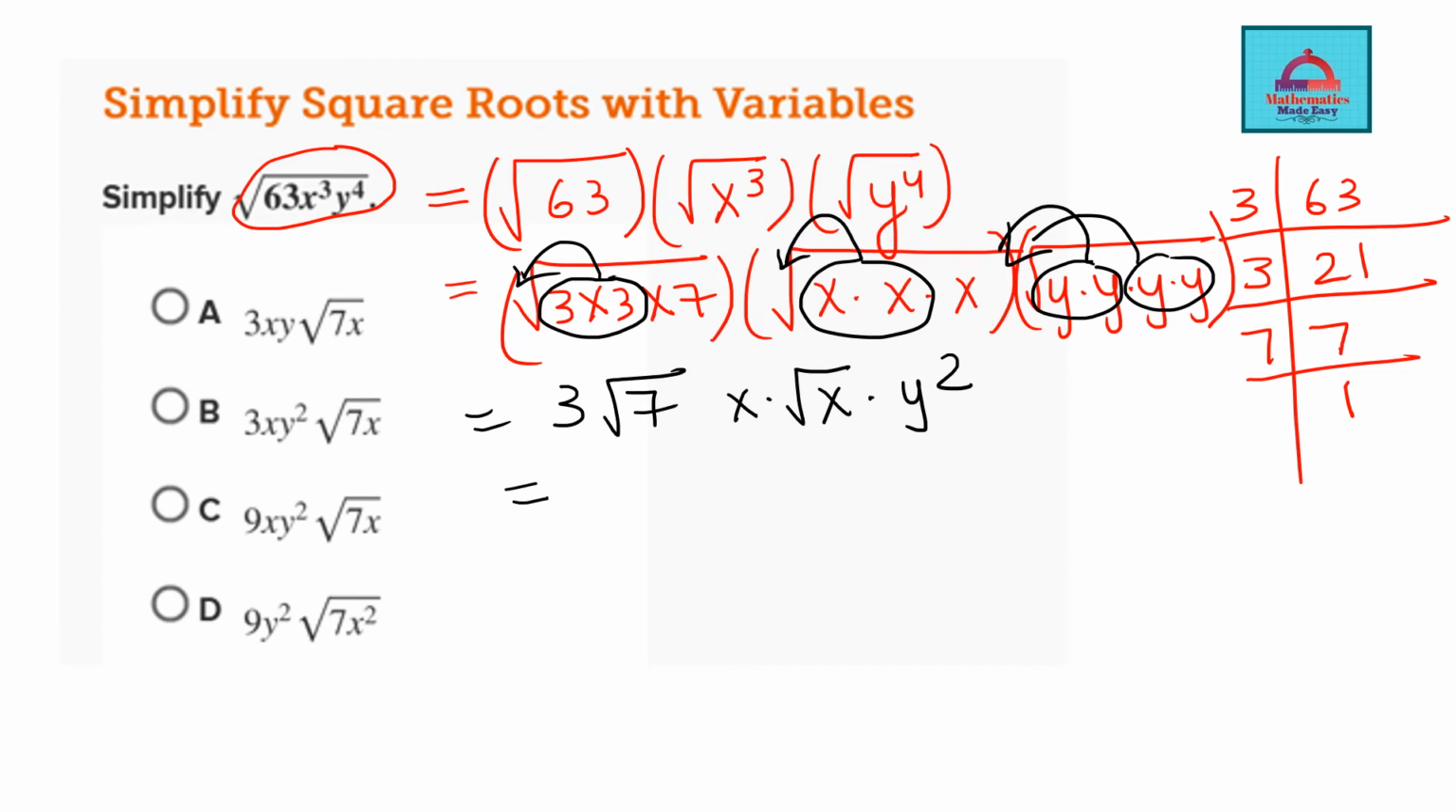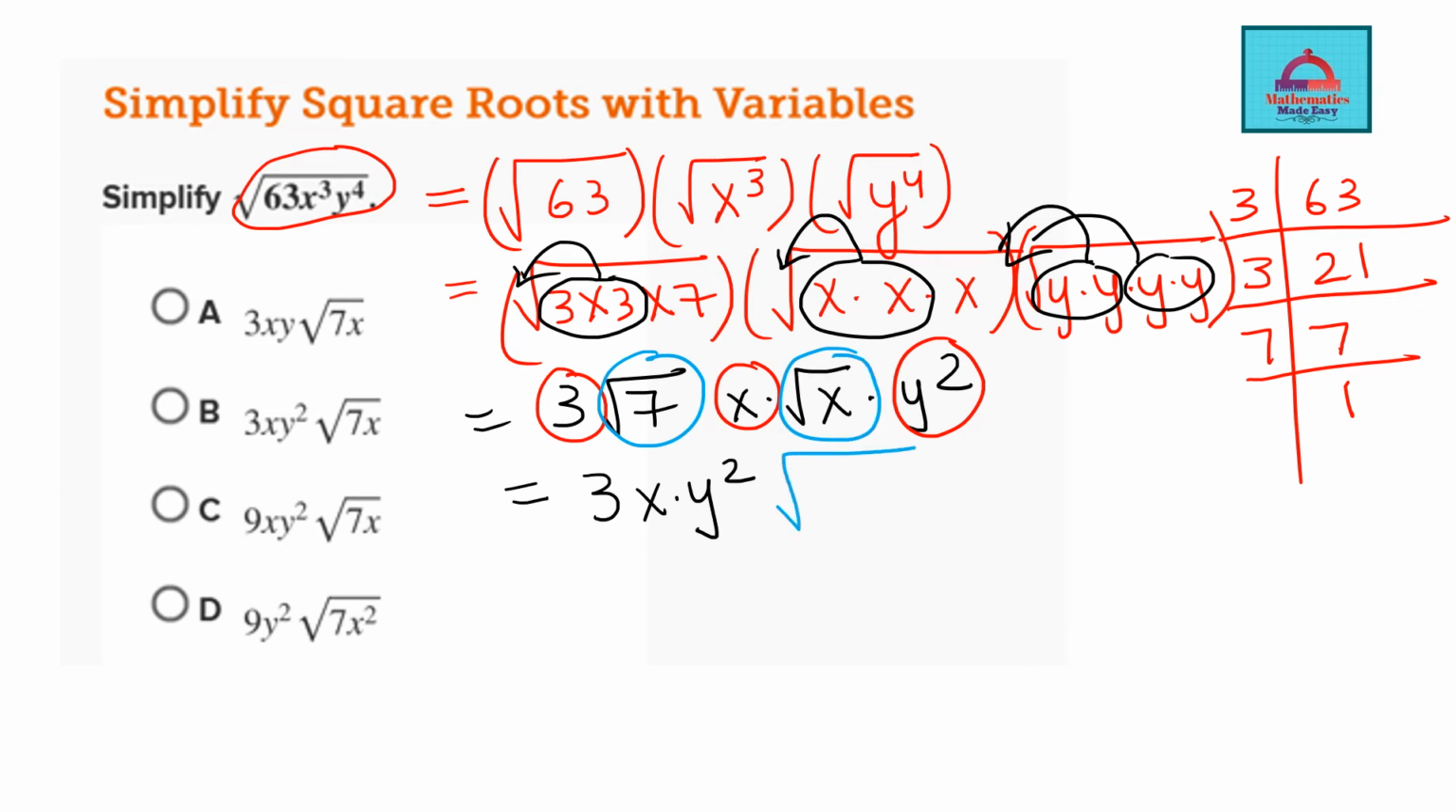Now you can combine the like terms. So 3 will be multiplied with x multiplied with y square. Why did I multiply in this way? Because this and this are outside the radical, whereas, let me change color, square root 7 and square root x are inside, so they will be as it is. So I'm sure you have got your answer by now. Yes, you are correct. The correct answer for this question is B.